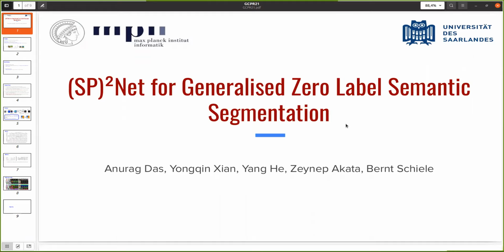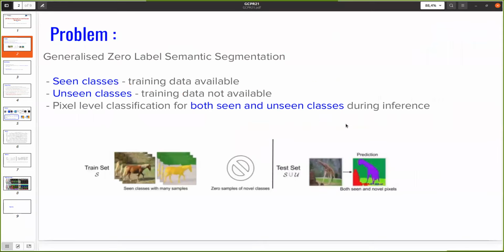Hello everyone. We'll discuss the paper SP2Net for generalized zero-label semantic segmentation. I am Anurag and my co-authors are Yongqin, Yang, Professor Zeynep, and Professor Bernt. So let's start with the problem.